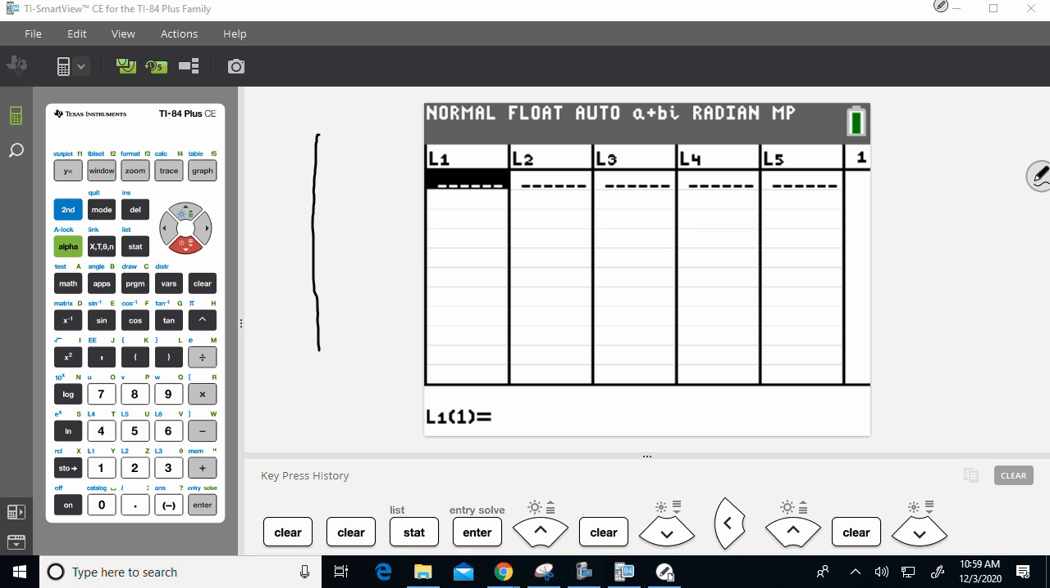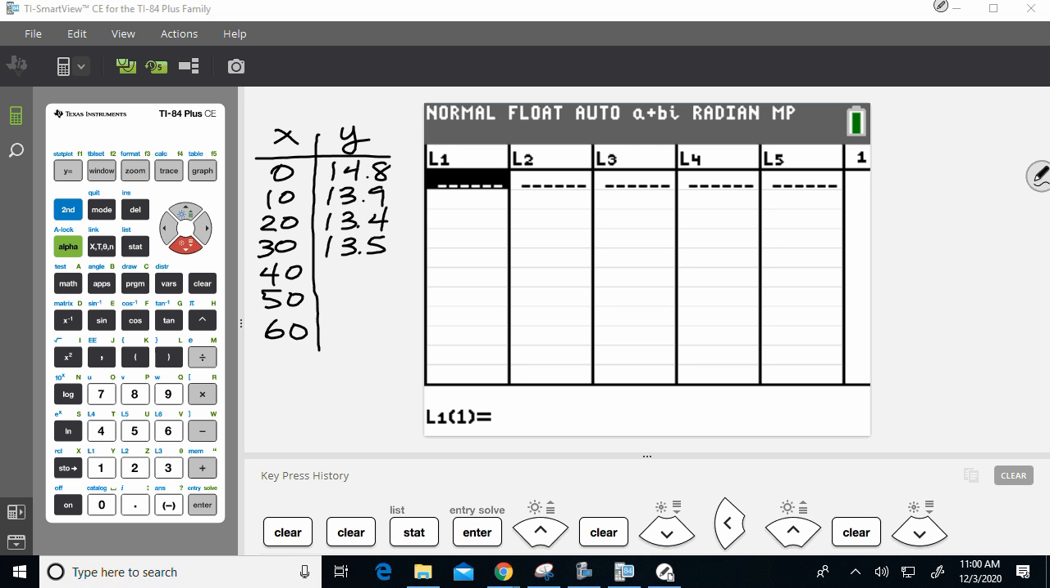So for those lovely folks, here's the data that was there. Rewrite it over because I'm a nice person. .9, 13.4, 13.5, 15.9.